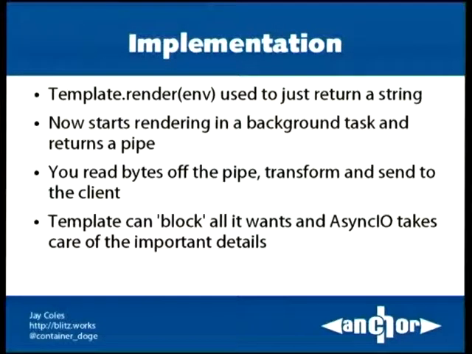So now you call render, you get your pipe back, read bytes off the pipe, send that out to the client, and you get streaming for free. The template can block all at once, and AsyncIO just takes care of the details. I don't really have to worry about that anymore, or whether I have threads and how many threads I have. It's just handled for me.